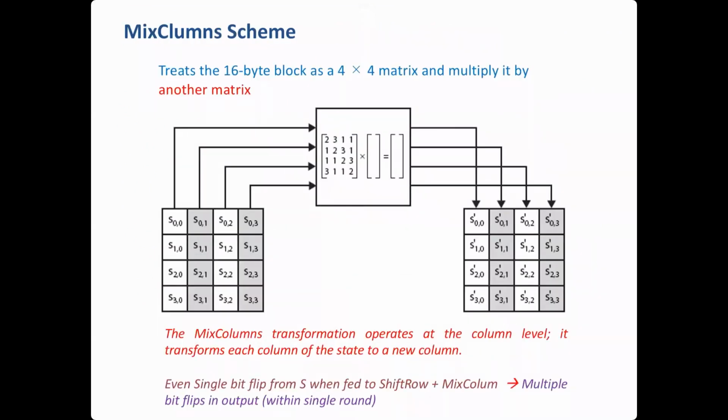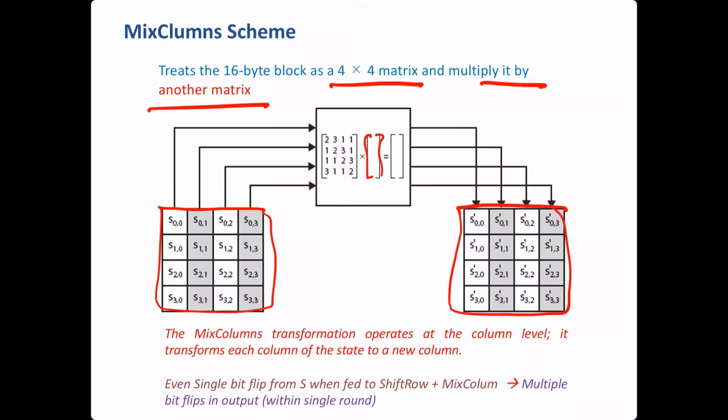Mix column is basically again for diffusion. So what we do is that we take this as an input and do matrix multiplication. It's very simple matrix multiplication. So multiply a 4 by 4 matrix by the other matrix. This is 4 by 1. And this result is here. So basically it transforms each column of the state into a new column.